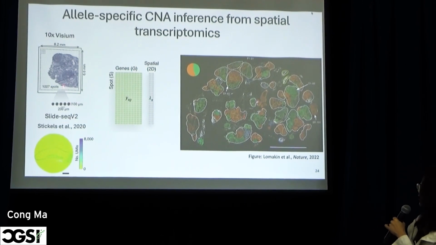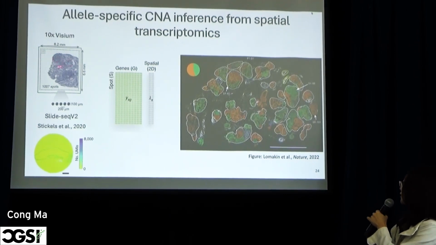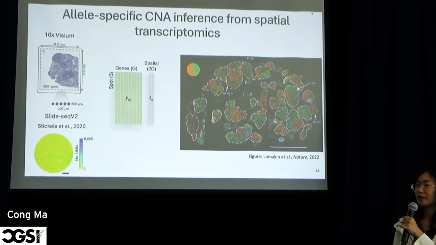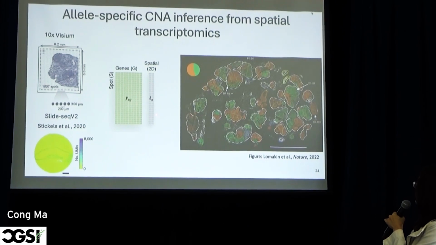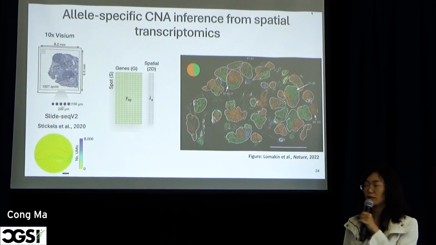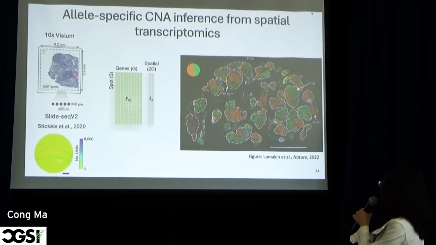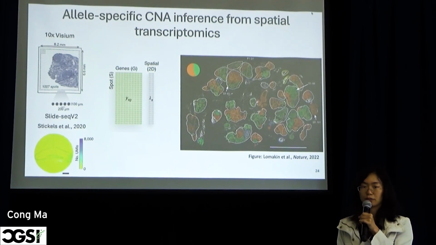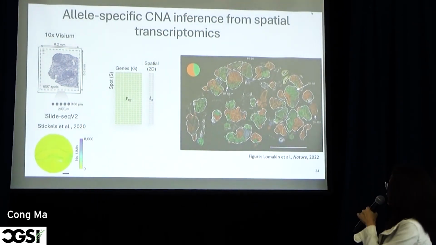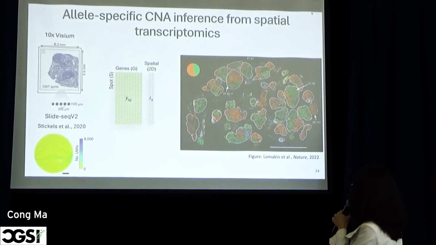So for spatial transcriptomics, there are many technologies. They sequence RNA molecules from thousands of spatial spots and also retain their 2D spatial coordinates. And essentially in the end, we can get a spot by gene expression matrix. But in fact, for some technologies, it's based on actual sequencing, so we also have the raw sequencing reads and can still get the SNP information and get the alleles.